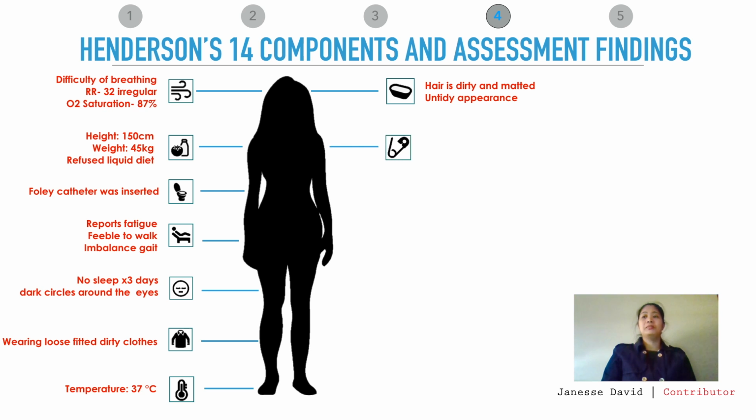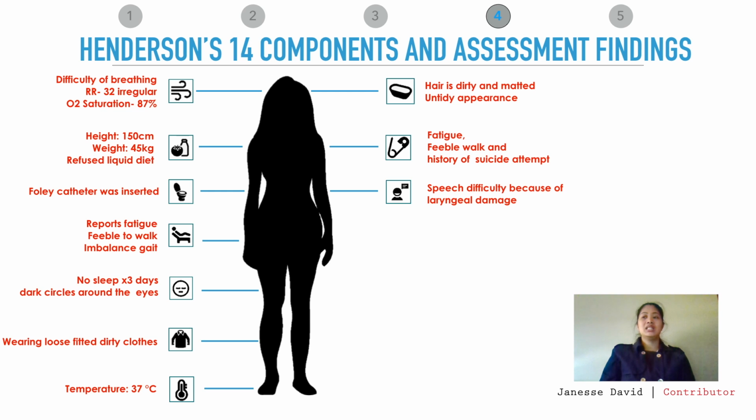Number 9 compartment: avoid dangers in the environment. Assessment findings: she is fatigued, has a feeble walk, and a history of suicide attempt. Number 10 compartment: communication. Assessment findings: speech difficulty because of the damage to the larynx, resistance to share information and feelings. Number 11 compartment: worship according to faith. Assessment findings: religion is Islam and does not attend church or believe in his creator.